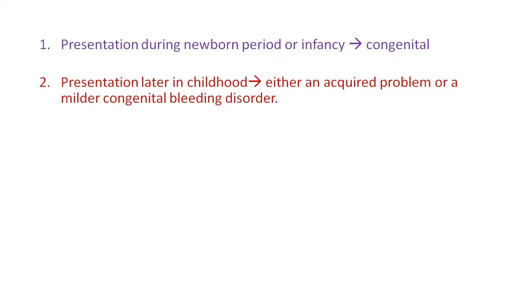Sometimes we see hemophilia children presenting very late. They are not severe hemophilia; they could have moderate to mild hemophilia. And family history is very critical in this kind of presentation.